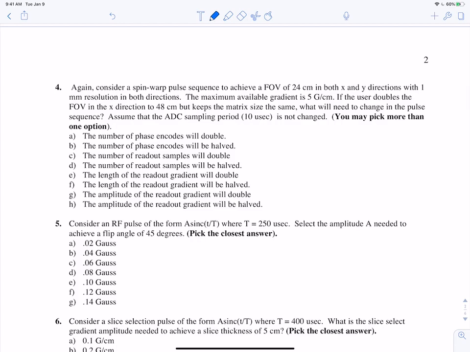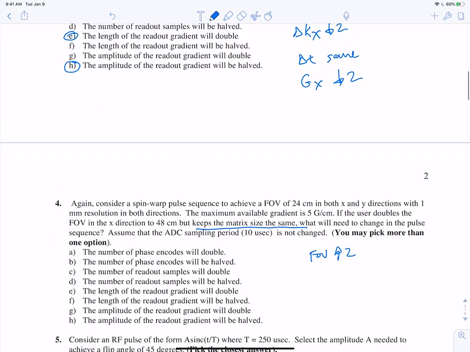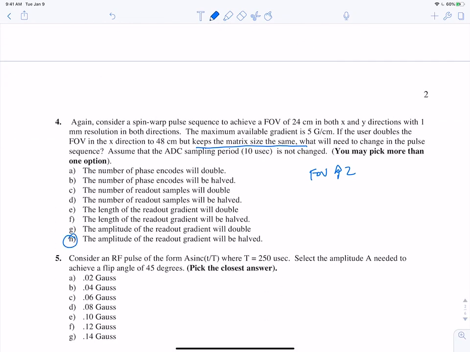Again, another spin warp pulse sequence, which is almost the same as the last one, but keeps the matrix size the same. Okay, so the FOV went up by a factor of 2, as before, right? So we know that H must be true, right? Because delta T is the same. What about the resolution? What must happen with the resolution? It says the FOV has increased, but the matrix size is the same.